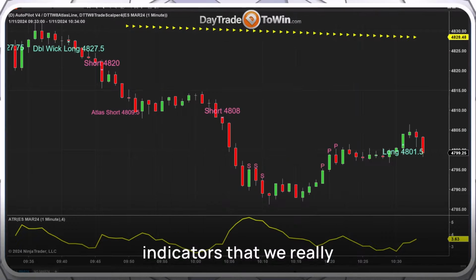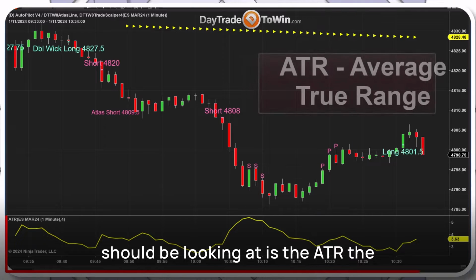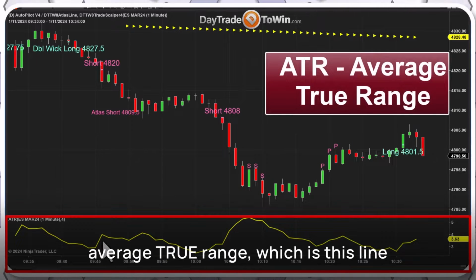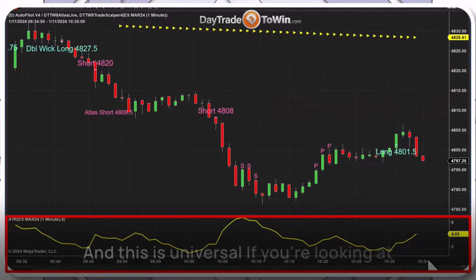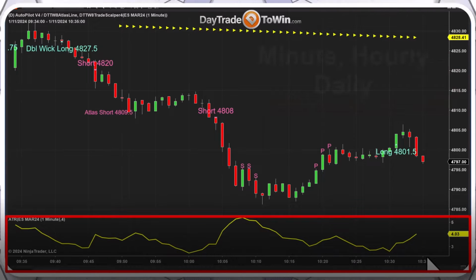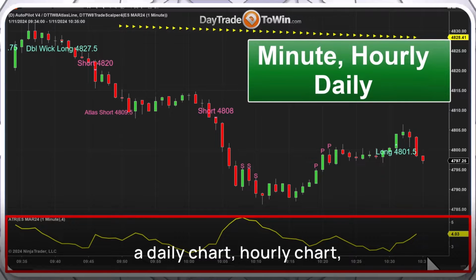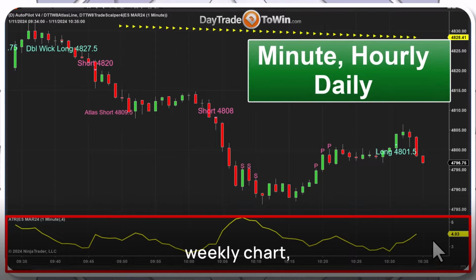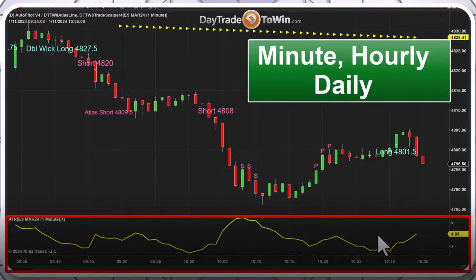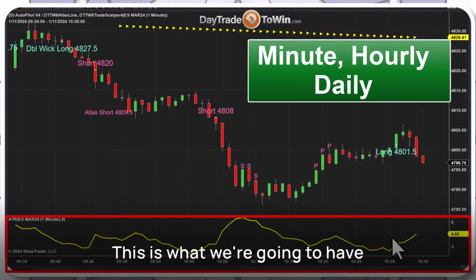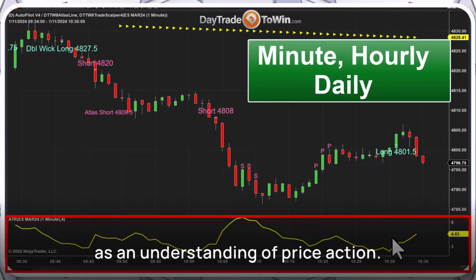The only indicator that we really should be looking at is the ATR, the average true range, which is this line down here with a value of 4. And this is universal if you're looking at a daily chart, hourly chart, weekly chart, 20-second chart, 1-minute chart. I have this on a 1-minute chart. This is what we're going to have as an understanding of price action.